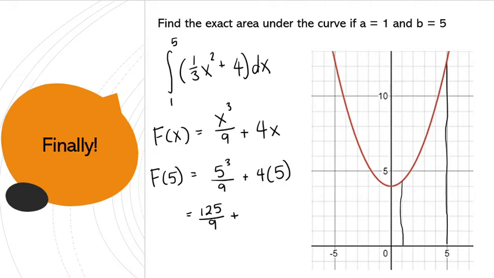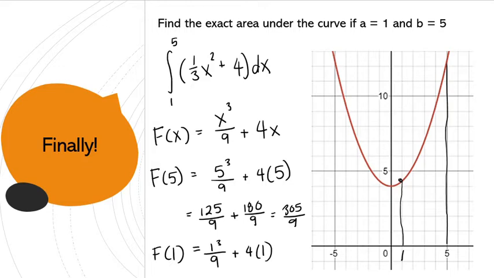20, if you do it over 9, will be 180 over 9, which is going to give me 305 over 9. And if I go back and find the antiderivative at 1, f of 1 is going to be 1 cubed over 9 plus 4 times 1. A little more simple, and it's going to be 37 over 9.